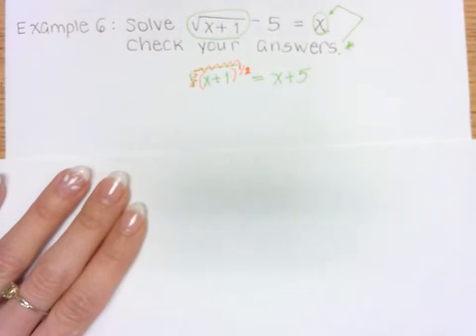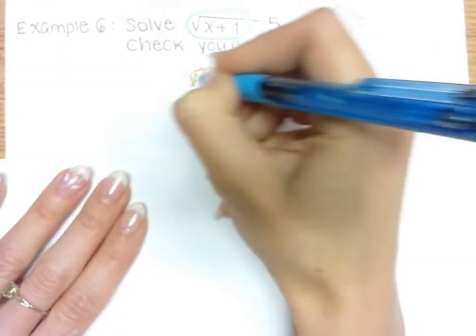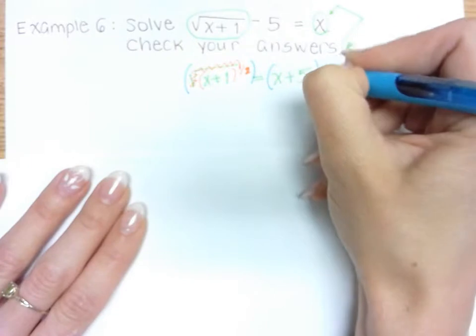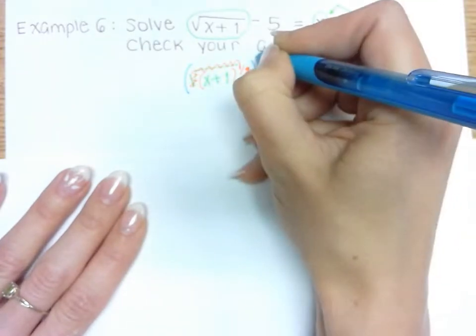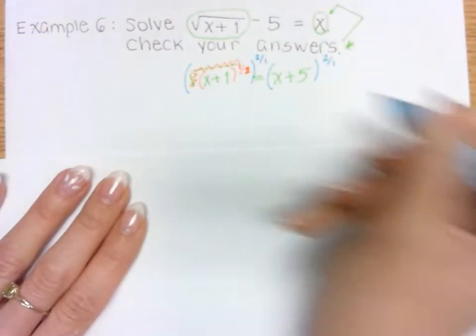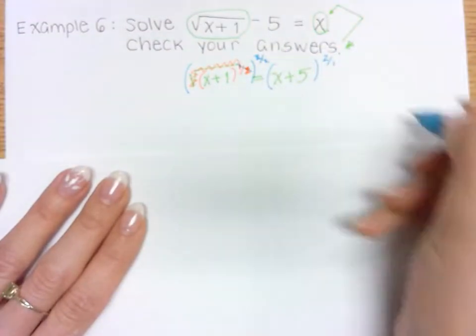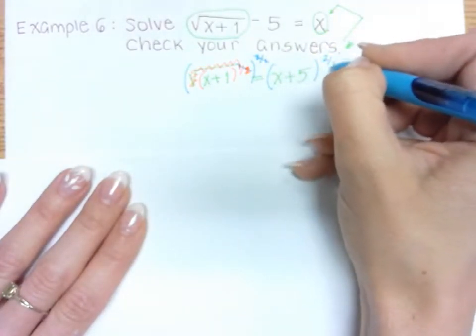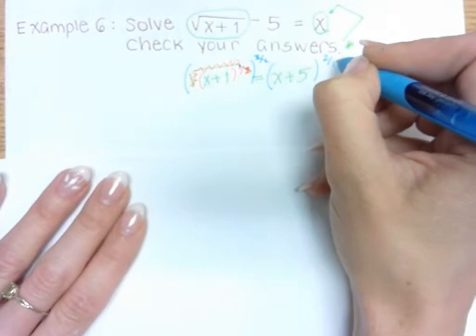What do I have to do here? Raise both sides to the 2/1 power. Isn't that the same as squaring? 1/2 and 2/1 are gone. I don't need plus minus, okay? You don't need a plus minus right here.